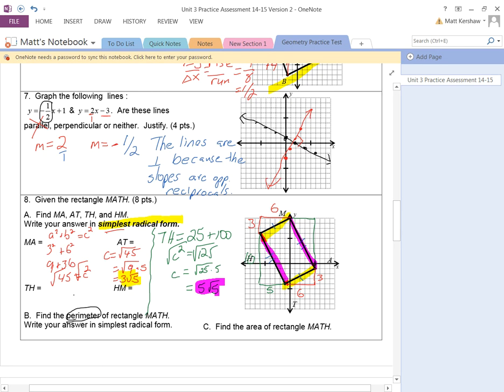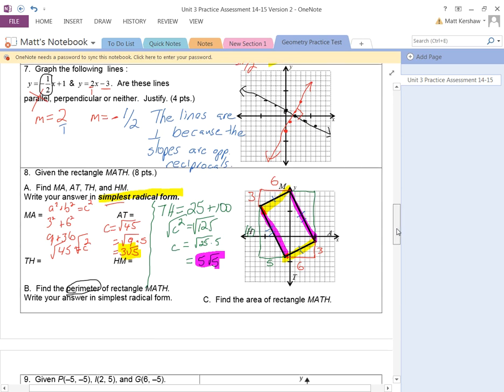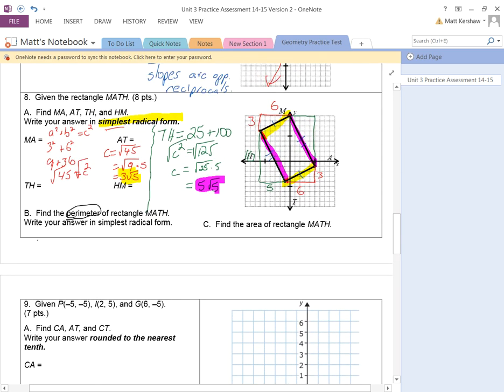So it's going to become 3 rad 5 plus 5 rad 5 plus 3 rad 5 plus 5 rad 5. So I have all 4 sides. Now notice how it's rad 5, rad 5, rad 5, rad 5. They're all alike, so it means we can add them. So we're just going to go 3 plus 5 plus 3 plus 5. And so that's going to give us 16 rad 5. And since we're on a graph, we're going to call it units.